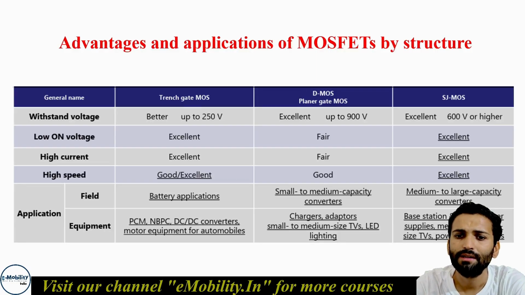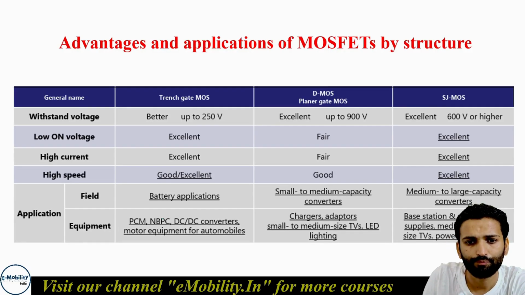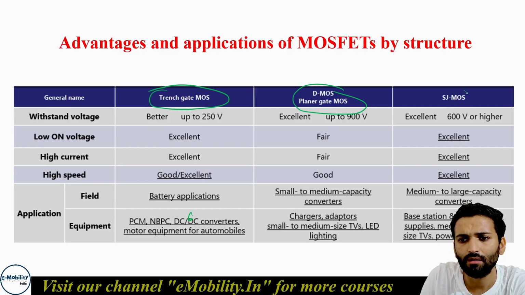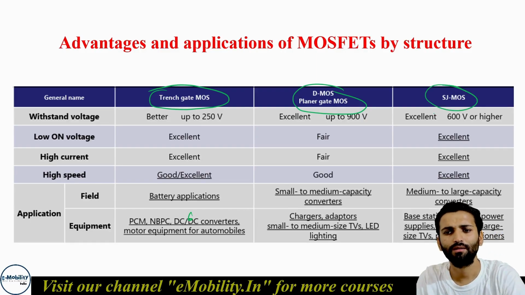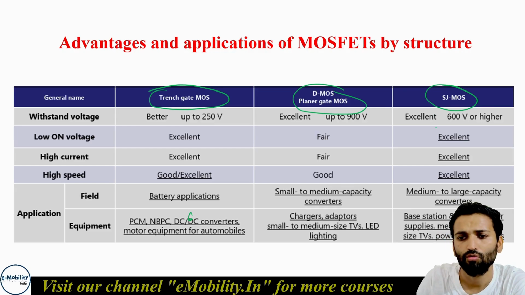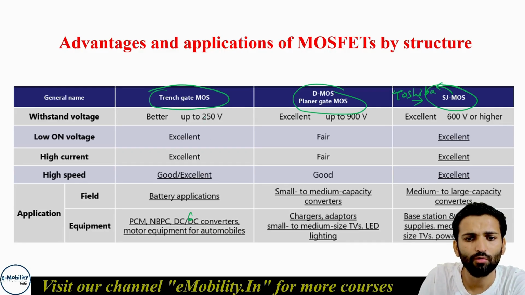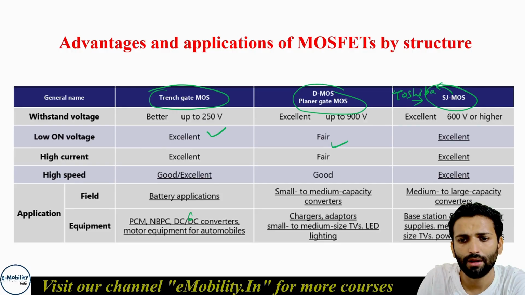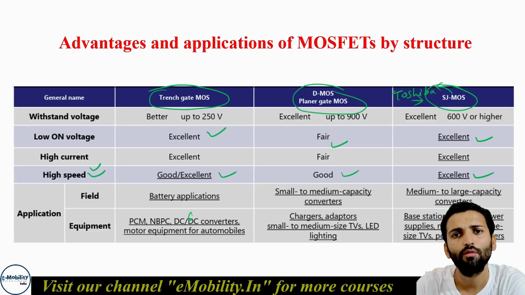So what are the advantage and application of the MOSFET? Here there is a comparison of trench gate, planar MOS, and another, the super junction. This is a very advanced MOSFET which is being made by some company. The characteristics I have taken here for this SJ MOS are for the company known as Toshiba. So here the on state voltage capability is up to 250 volt, up to 900 volt, and 600 volt or higher. Here you can see that the switching speed is good, here also good, and this SJ MOS has an excellent switching speed and excellent voltage capability also.